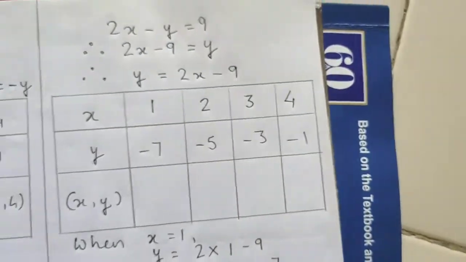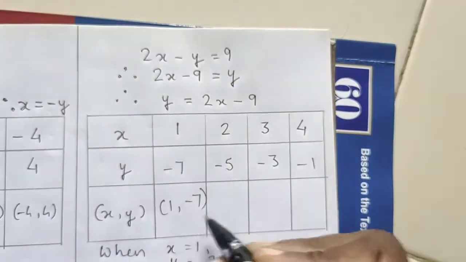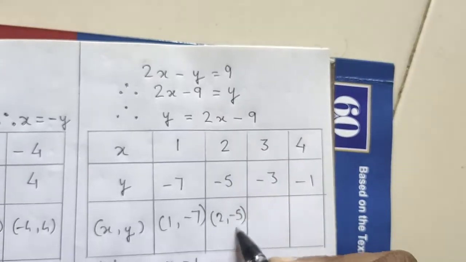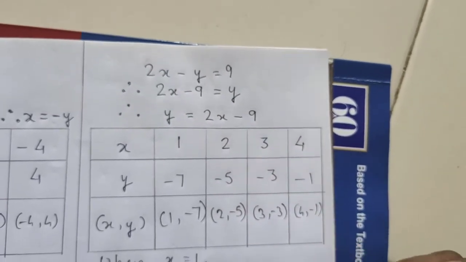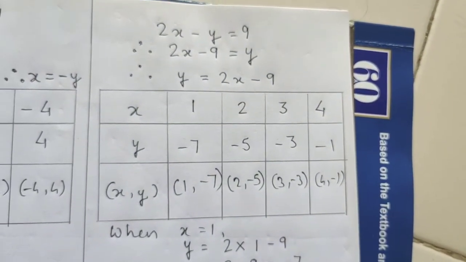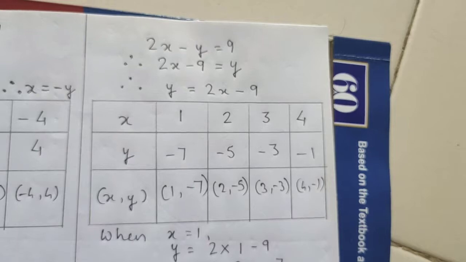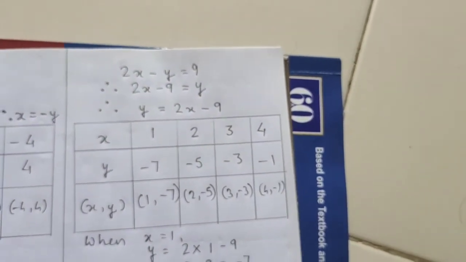So we got 4 values of x and y. So that is, we can write our final points, 3 comma minus 3, and the last one is 4 comma minus 1. So now we have the values of points. Let us plot these points on the graph paper.